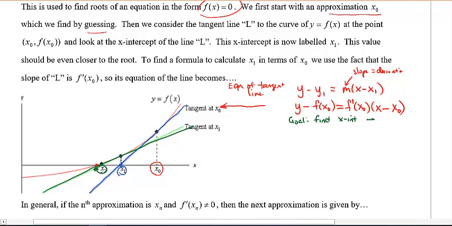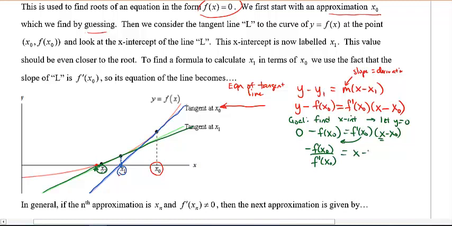How do we find the x-intercept? We let y equal 0. So we'll make y equal 0, and now we have this expression. And if I ask you to now solve for x, I'm going to probably try to isolate this x. So I'm going to move the derivative over to the left side. So negative f of x sub 0 divided by f prime of x sub 0 equals x minus x sub 0. And then isolating x, I will put the x sub 0 on the left side. x sub 0 minus f of x sub 0 all over f prime of x sub 0.